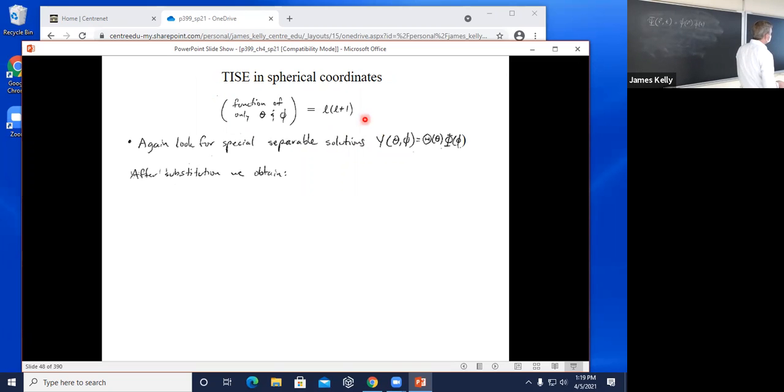And again, we've got a function of two variables. The usual approach is to, again, try to separate once more. So let's try to write that Y of theta and phi as a function of theta times a function of phi, separable or a product solution like that. We usually use capital phi. I don't know, my capital theta looks a little bit strange.